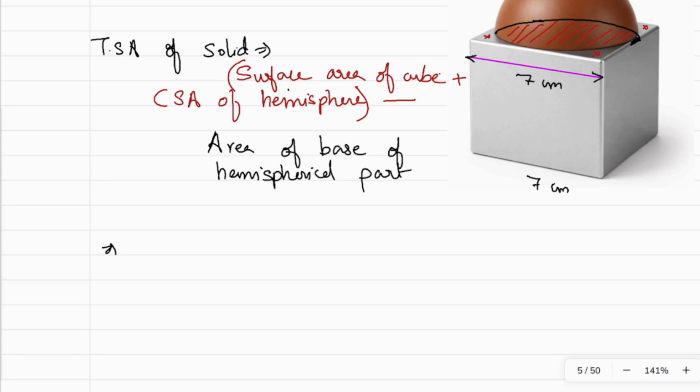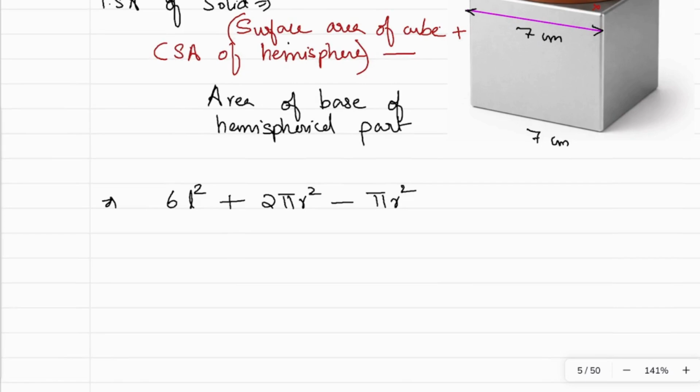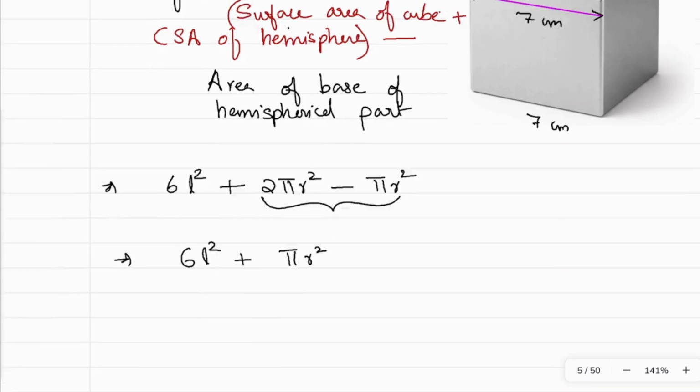Now let's substitute these values. The surface area of a cube is equal to 6L square, plus the CSA of a hemisphere, which is 2 pi r square. From there we have to reduce the base area. The base is a circle, therefore the area of a circle is pi r square. That pi r square we have to reduce from here. Now look here, 2 pi r square minus pi r square gives 1 pi r square. That is 6L square plus pi r square. This is the final value.